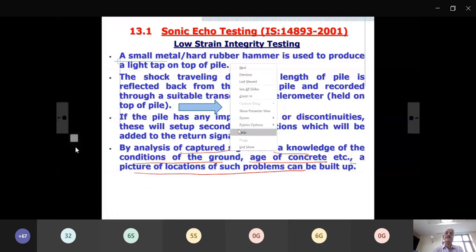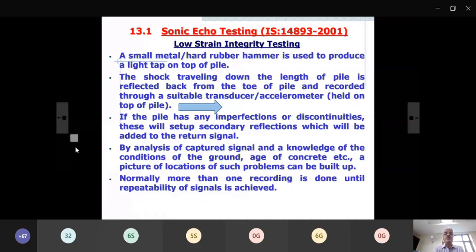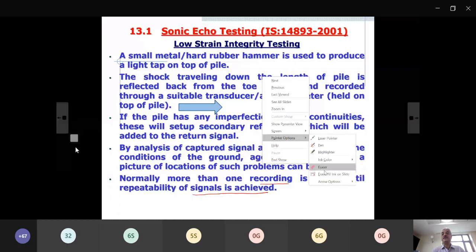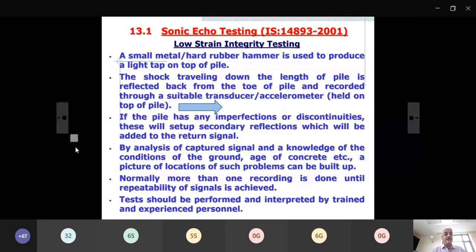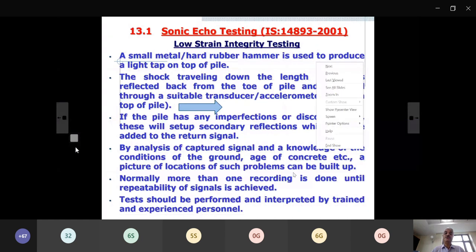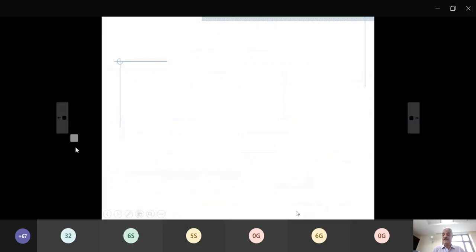That's why I said it is not for us to do. It requires an experienced person. And normally you do more than one recording until repeatability of the signal. On the same pile you record 2-3 times. And if you get the same signal at the same location, it means the results are coming fine. There is no other problem. And this test should be, as I told you, performed and interpreted by a trained and experienced person. We should not try to do it ourselves. It is done by an experienced person.